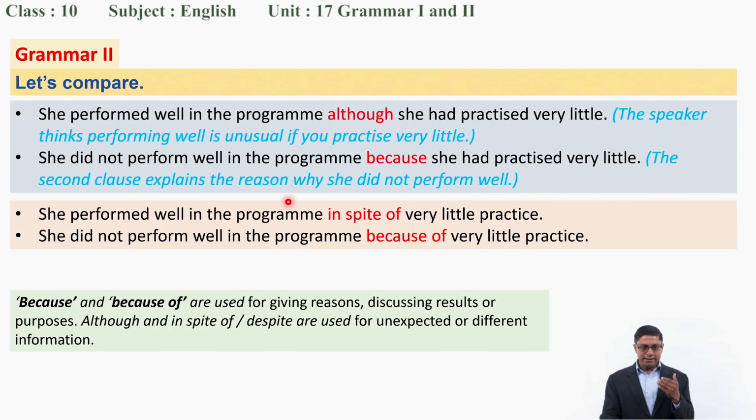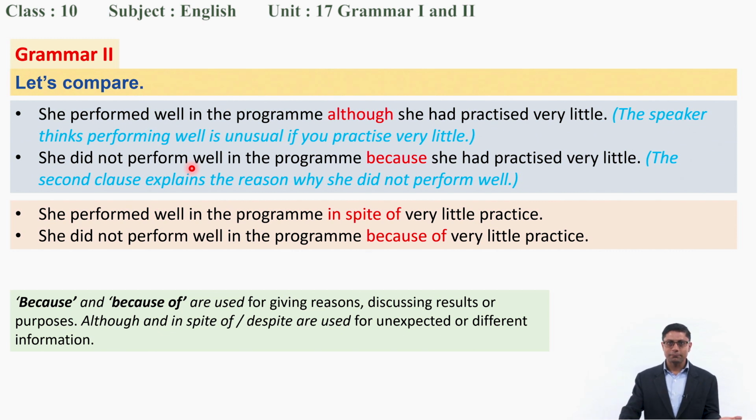Dear students, again let's see some sentences here, and let's make a comparison between the differences between although and because, or in spite of and because of. See there? She performed well in the program, although she had practiced very little. Here see, the speaker thinks performing well is unusual if you practice very little. So contrasting ideas. But see there, she did not perform well in the program because she had practiced very little. Now the second clause gives the reason why she did not perform well in the program. Okay.